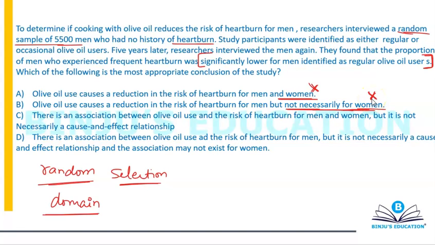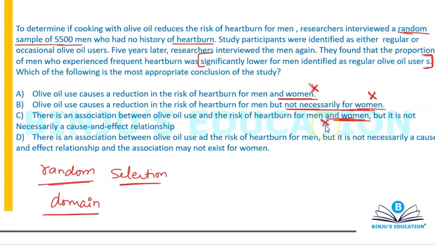Third is there is an association between olive oil use and the risk of heartburn for men and women. Again this is incorrect, because we do not know whether there is an association or not, but it is not necessarily a cause and effect relationship. There is no point of reading this further or analyzing this further, because there is no association for women. So C is again out. So it has to be D.